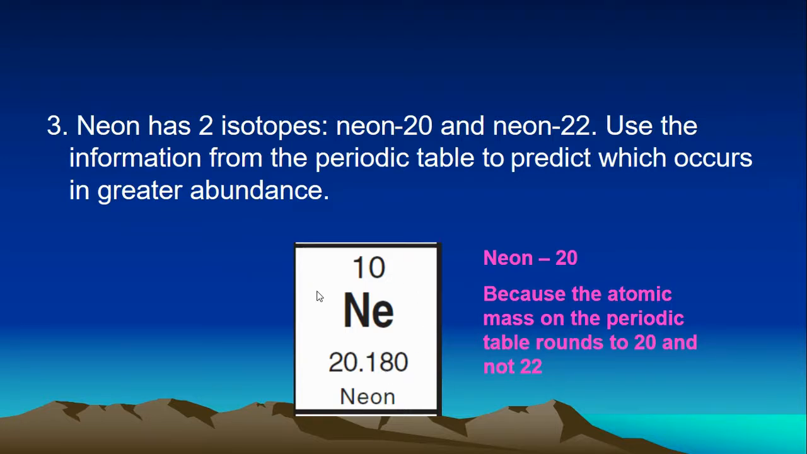Neon is a noble gas. That means it's all the way to the right side of the periodic table. It's in the very last column. Those guys are non-reactive. When you see neon lights, the reason they're called neon lights is because they're filled with neon gas.